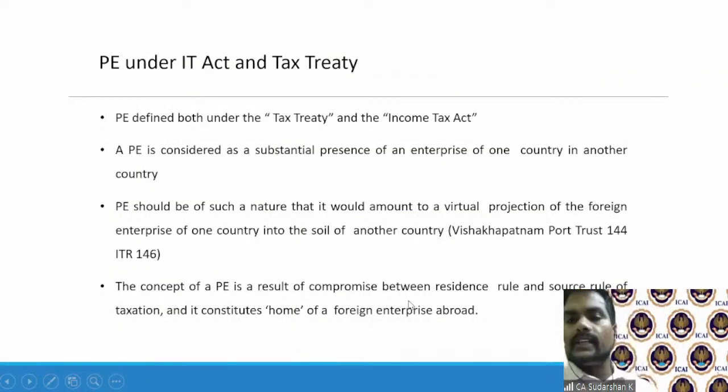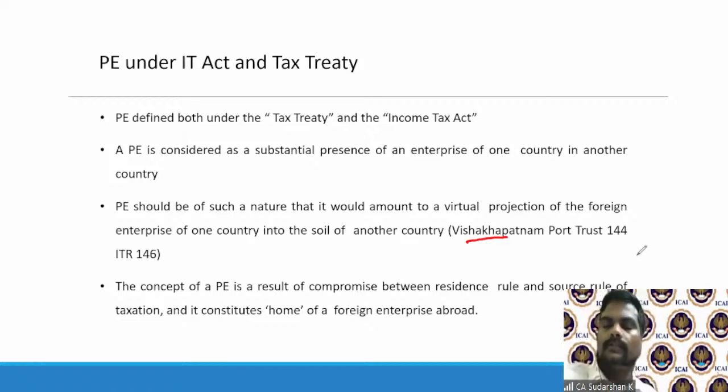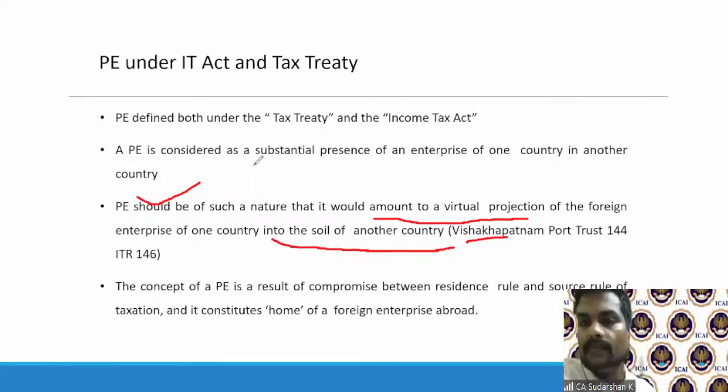Now, I also want to touch upon the Visakhapatnam Port Trust, a very interesting judgment of the Andhra Pradesh High Court, a must read for all international tax aspirants. In order to identify whether a foreign company has a PE in India, the judgment says, if the foreign company has a virtual projection, alter ego, virtual projection in the soil of another country, then you can say a permanent establishment exists. So if you are able to see that there is a branch office, a warehouse, a workshop, all these are indicators that clearly say that the foreign company has a PE in India. So whatever profit it earns globally, to the extent that is attributable to India, it has to pay tax in India on that business profit that it has made. So that's the concept of permanent establishment.